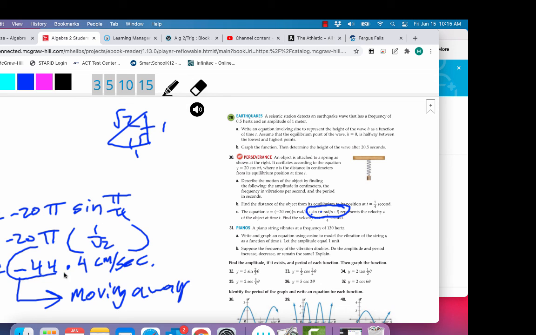So that's number 30. I think the hardest part about number 30 is you need to realize you actually have to calculate cosine of pi over 4 there, and we actually had to calculate sine of pi over 4 there. That's it for number 30.